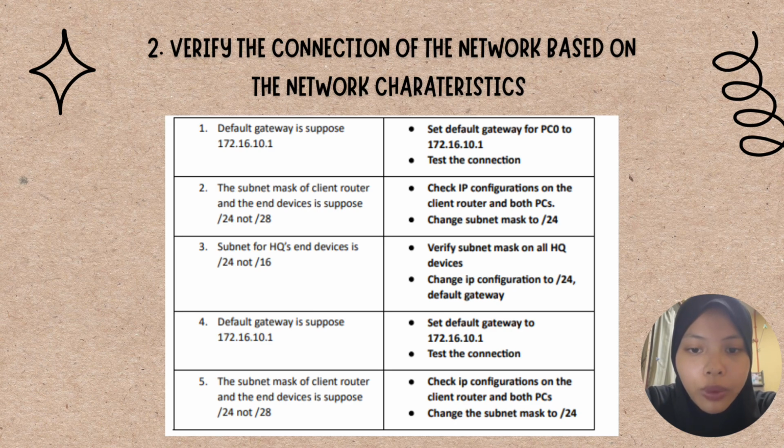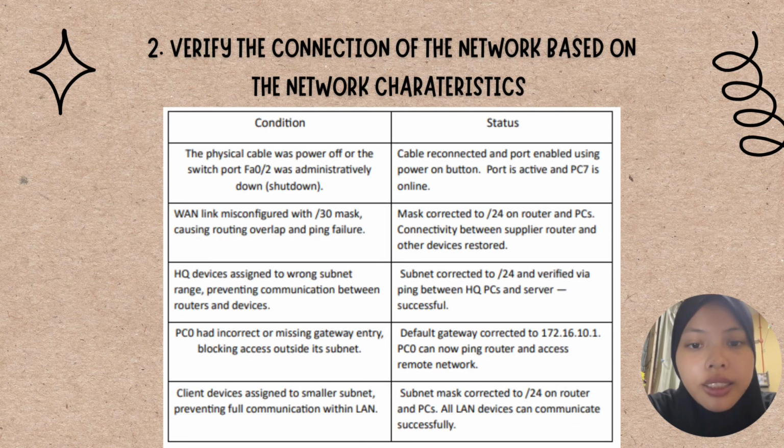Thirdly, the subnet mask for HQ and devices is /24, not /16. So I have to verify the subnet mask on all HQ devices and change the IP configuration to /24 with the default gateway. Fourthly, the default gateway is supposed to be 172.16.10.1. So I have to set the default gateway to 172.16.10.1 and then test the connection. Lastly, the subnet mask of the client router and the end devices is supposed to be /24, not /28. So I have to check the IP configuration on the client router and both PCs and then change the subnet mask to /24.